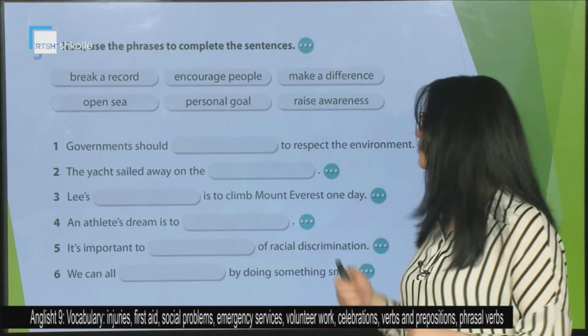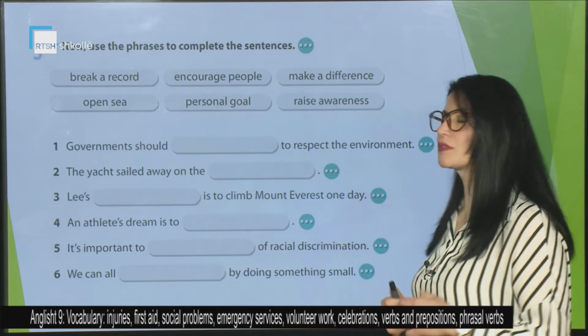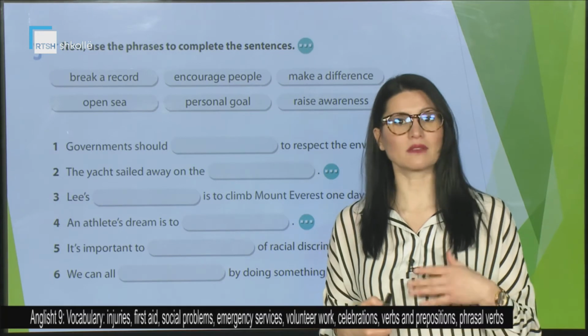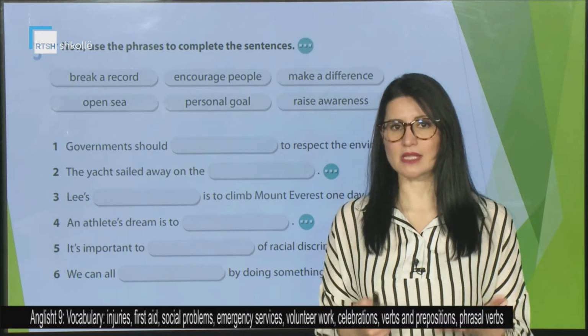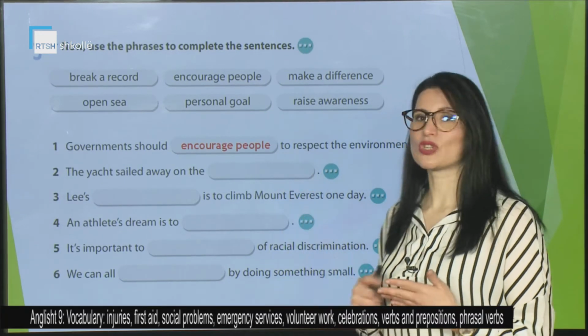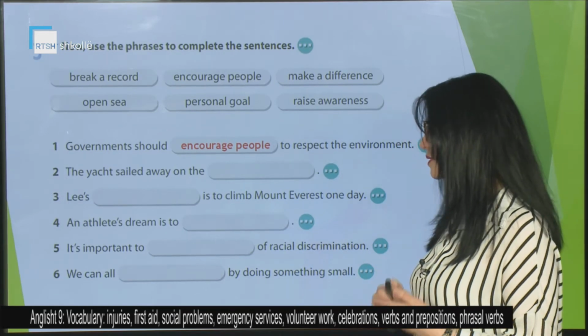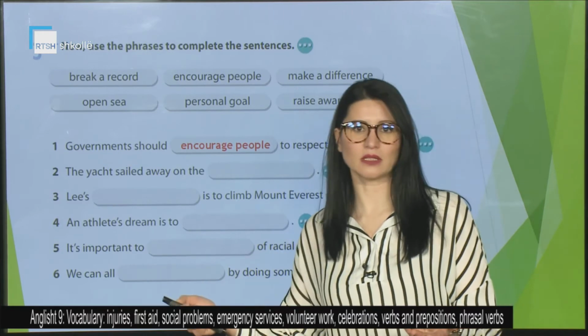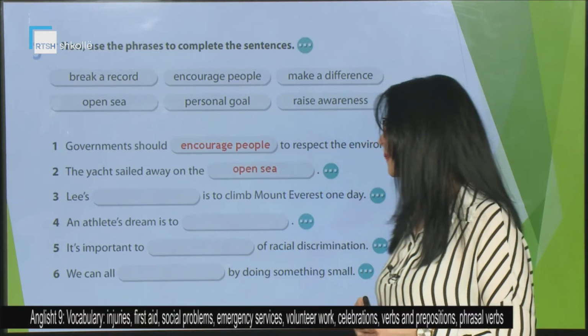Government should encourage people to respect the environment. So they should make people aware to respect the environment. What is the phrase? It is to encourage people. The yacht sailed away on the open sea. So where do yachts sail? Of course, in the open sea.